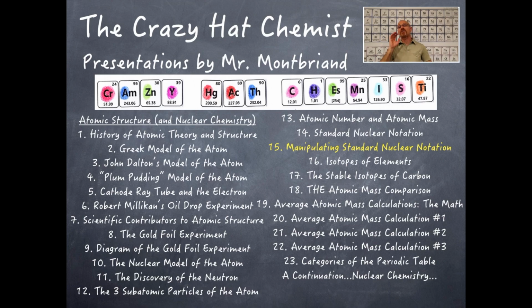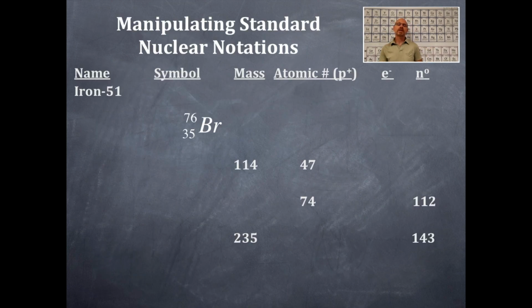So here we go again, the 15th video in atomic structure. Let's get moving here today. Alright, we're going to be manipulating standard nuclear notations, and I'm hoping that you remember the standard nuclear notation that we discussed in the previous video. That's essential. The other thing that's essential today is that you grab yourself a periodic table, hopefully a little bit smaller than this one, and have that nearby handy.